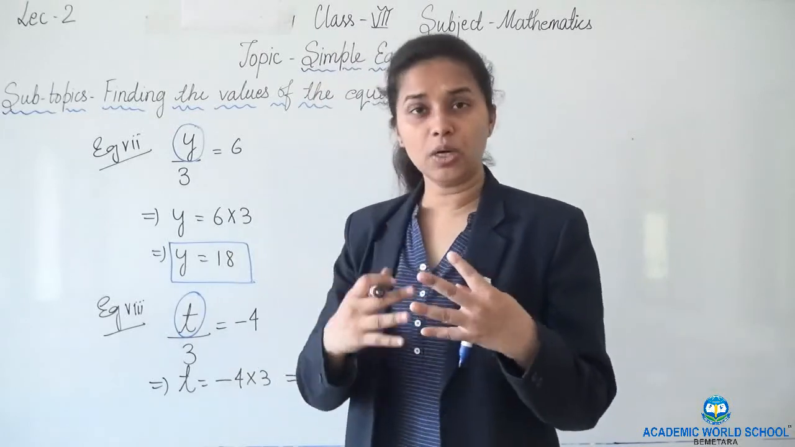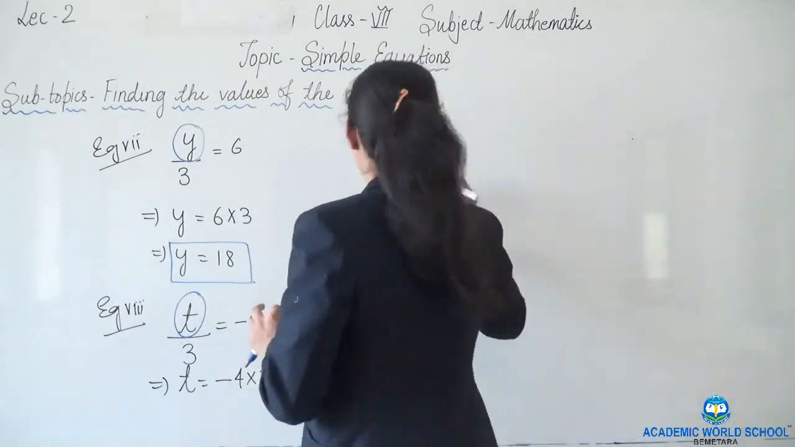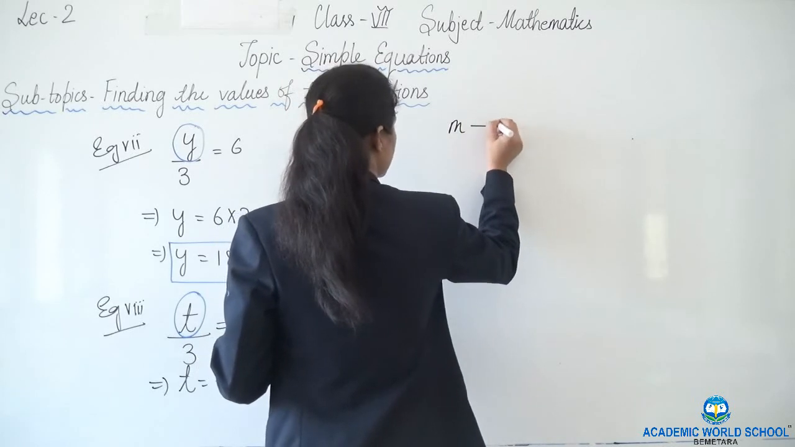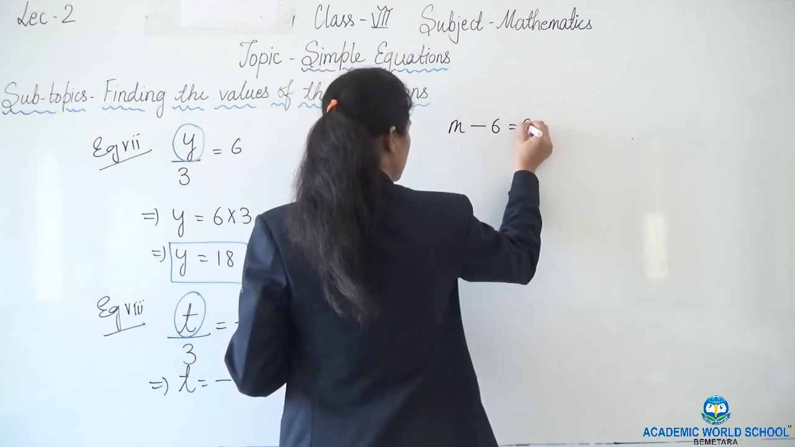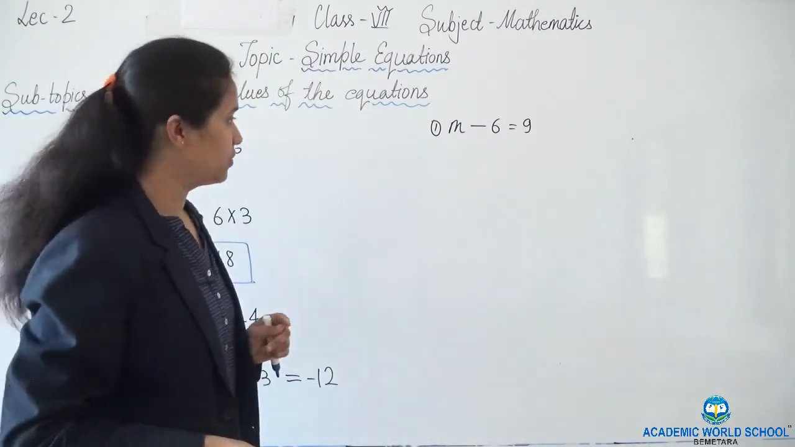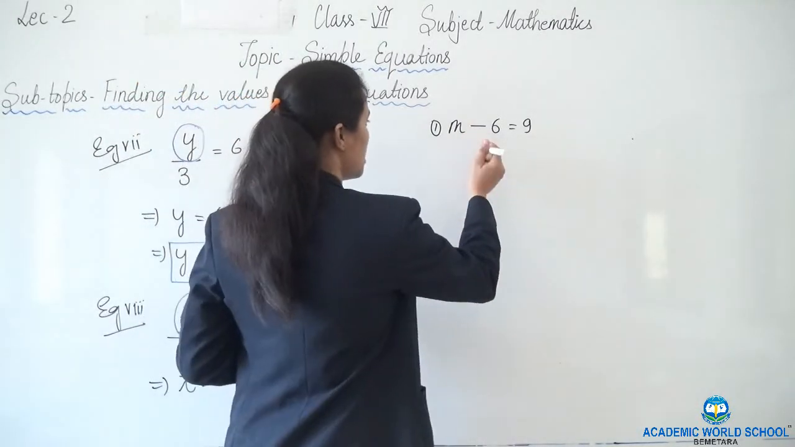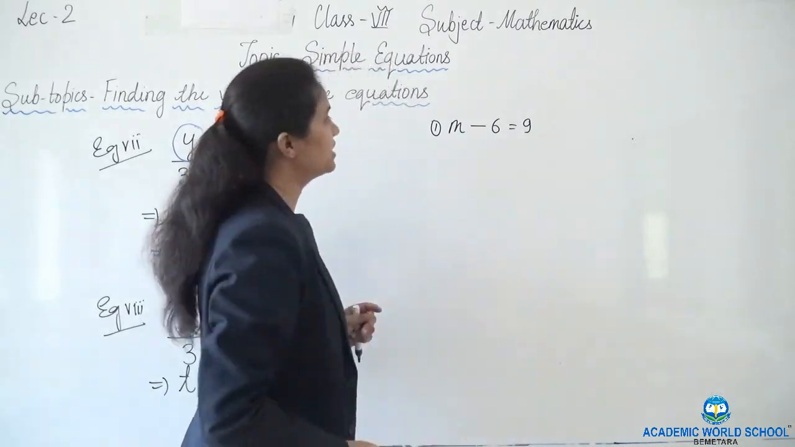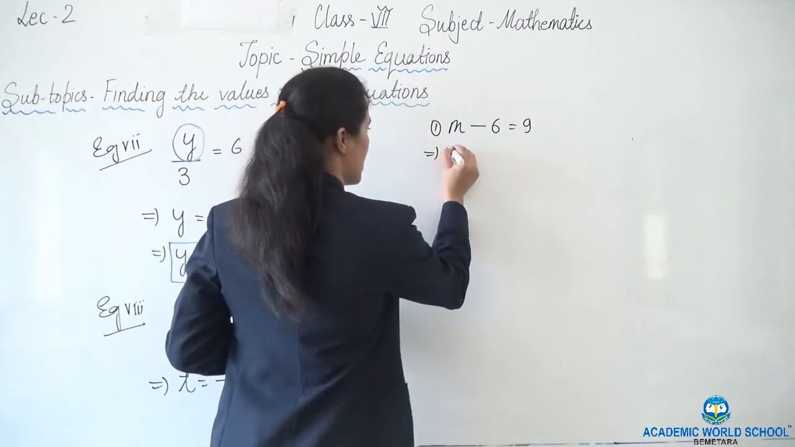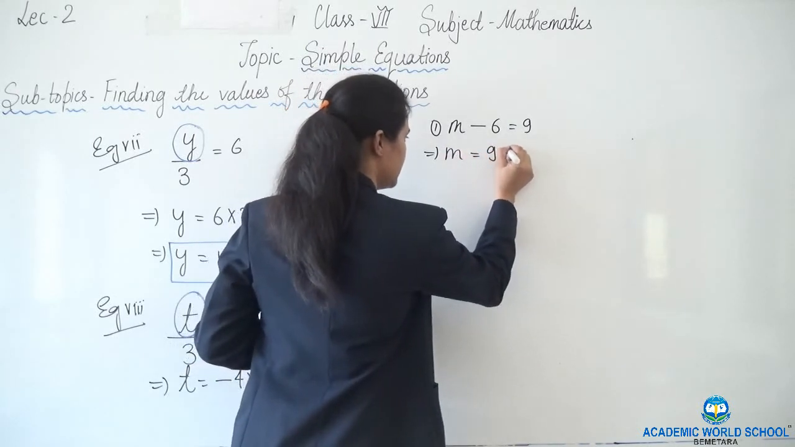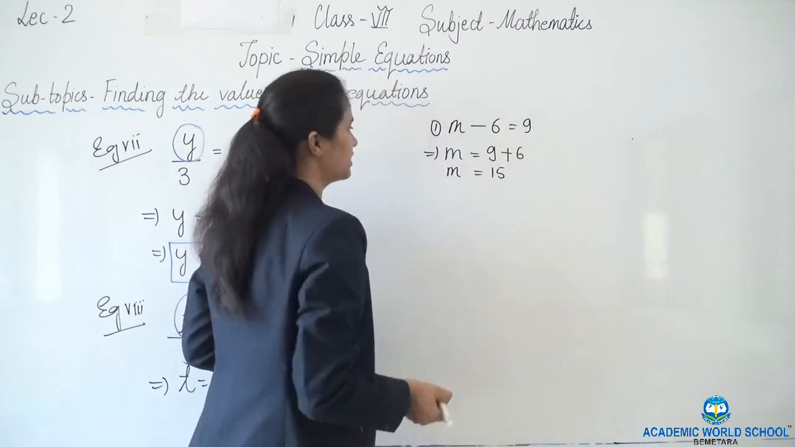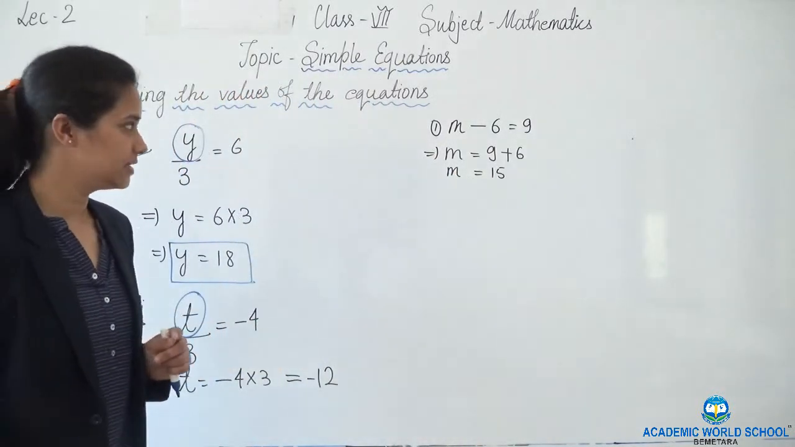Let us do a mixed question regarding this. m minus 6 equals to 9. This was my first type of question, where we learned that when minus changes its sign, it becomes plus. So what will be the answer? m equals to 9 plus 6, 15. So the value of m we got here is 15.